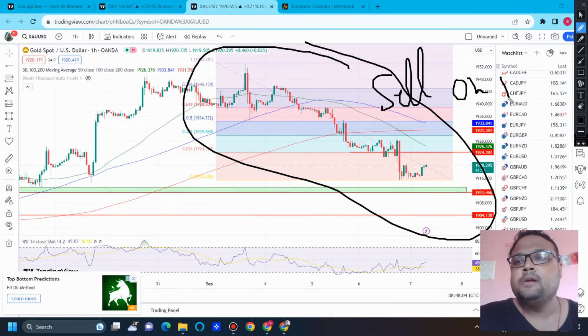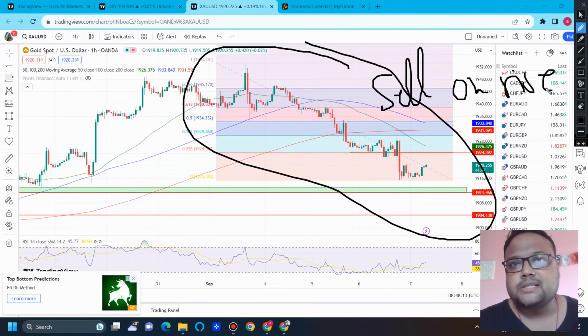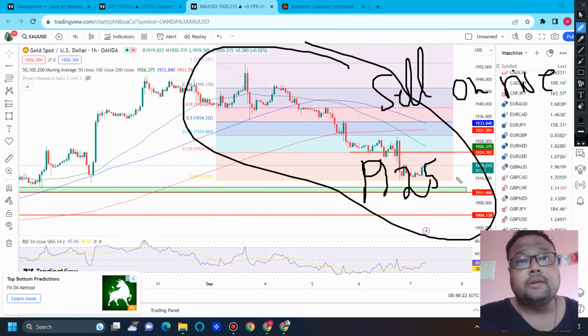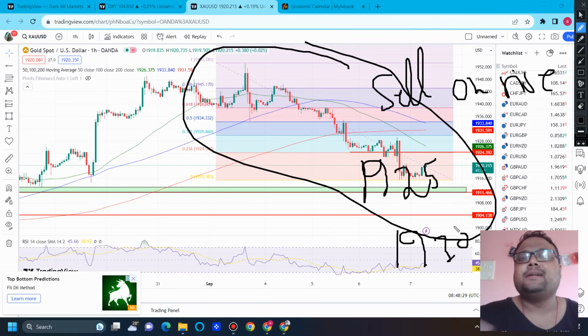Simple strategy. If you're a swing trader, if you like to hold your positions for 2 days, 3 days, 5 days, 7 days, then obviously whenever the market reverses from resistance, that is the best spot to take a sell position. In this case, your sell level can be 1925. The previous support will be acting as resistance. 1930 was also a minor support 1 or 2 days ago. So 1925, 1930, these are the levels where you can expect the market to reverse.